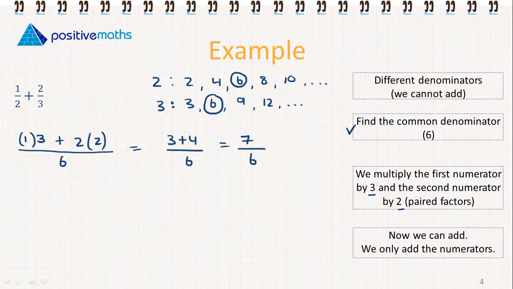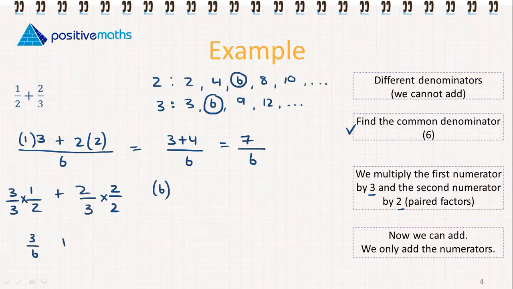Okay, so let's just go through that again. We have 1/2 plus 2/3. We know our common denominator is 6. So we need the bottom number to become 6. So in order for that to happen, we need to multiply 2 by 3. So therefore, we have to multiply the top number by 3 as well. So we're multiplying both numbers by 3. And for 2 over 3, we want the bottom number to be 6. Therefore, we have to multiply it by 2. And therefore, again, we need to multiply the top number by 2. So we get 3 over 6 plus 4 over 6, which gives us 7 over 6.